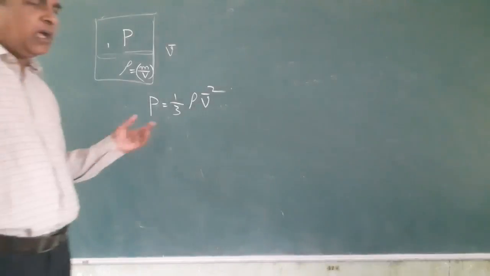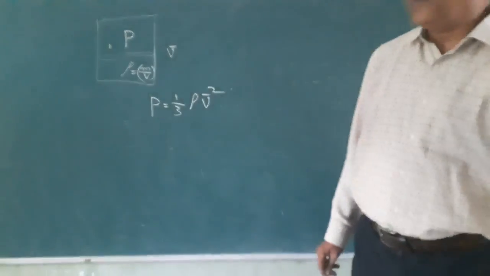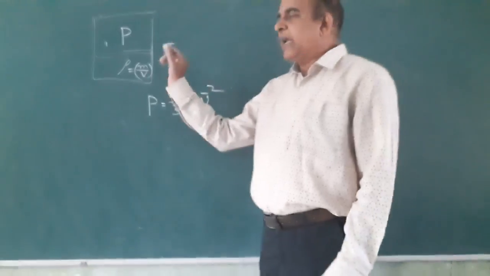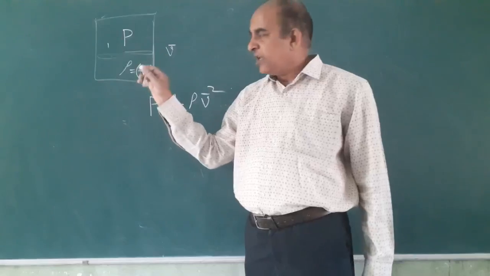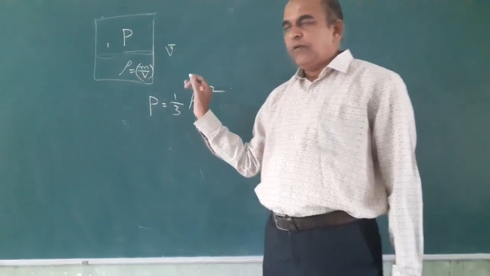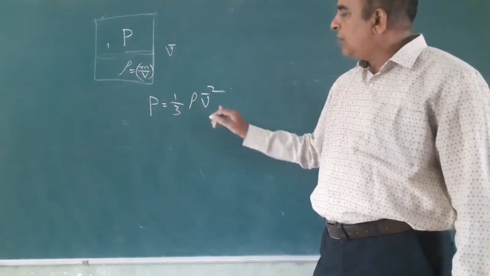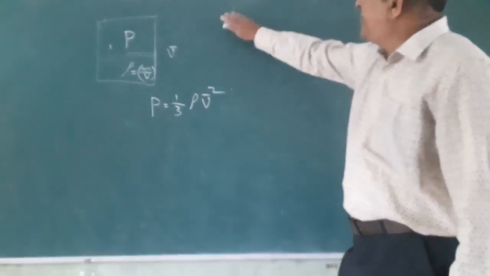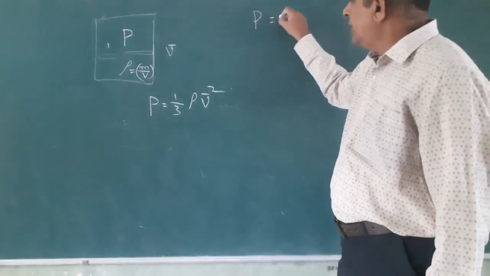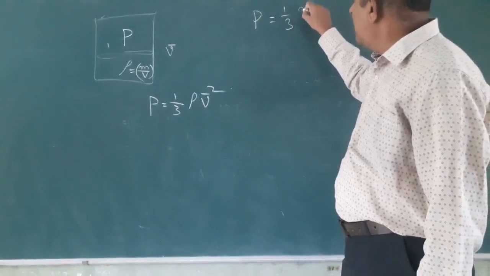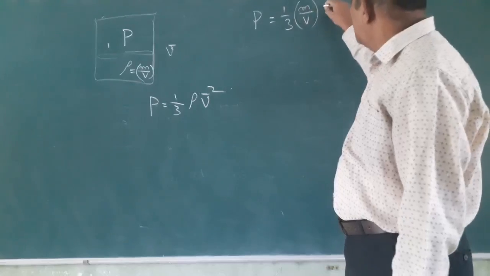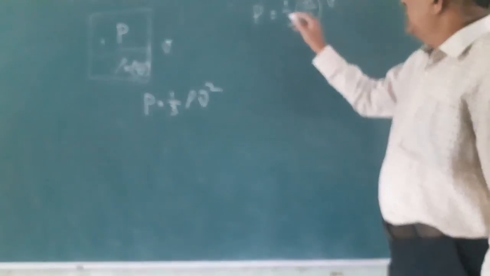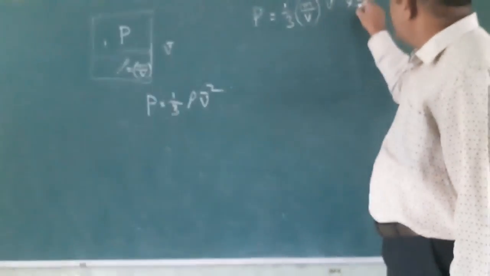So this is one formula. We have the derivation for it in kinetic theory of gases. Gas molecules are moving in all directions. They exert pressure on the walls of the vessel. Pressure P is equal to 1 by 3 rho V square. Pressure P is equal to 1 by 3 rho, mass by volume, into V bar square, where V bar is the RMS velocity of the gas molecules.